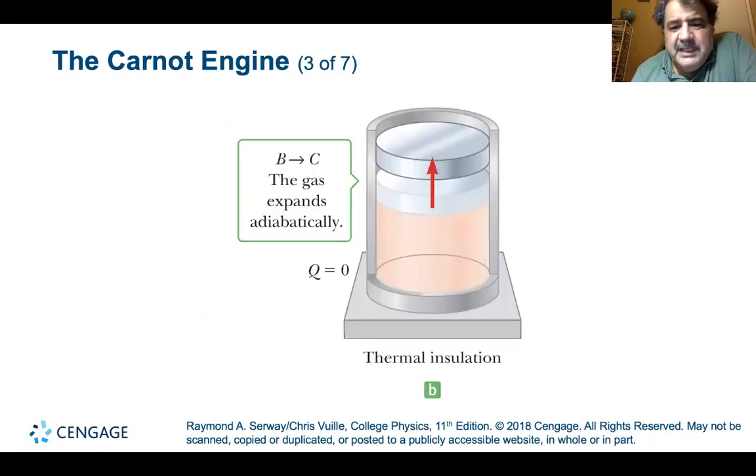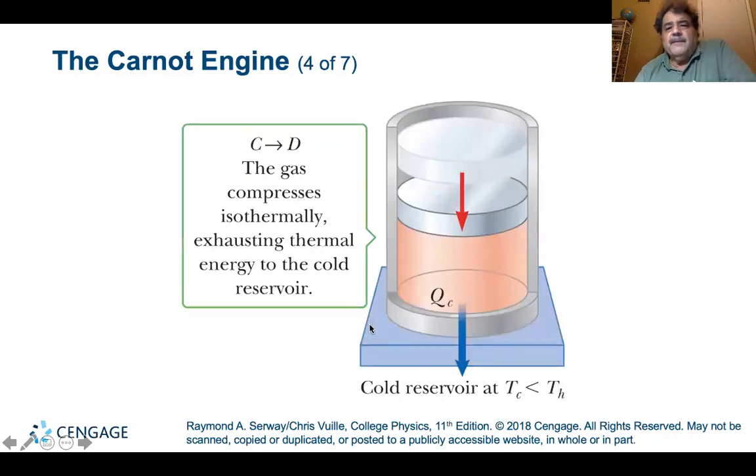Now, from B to C, notice that now we don't have a hot reservoir. We've got thermal insulation. The gas expands adiabatically. That means no more energy is being put in. Adiabatically means Q equals 0. Now, from C to D, the gas compresses isothermally, exhausting thermal energy to the cold reservoir. As this is being compressed, it's putting energy into this cold reservoir.